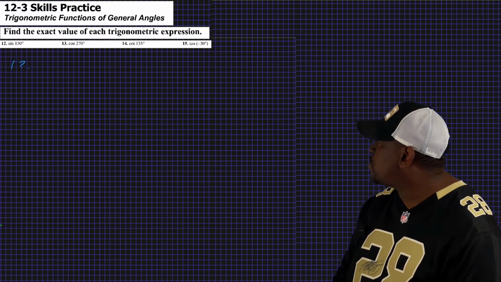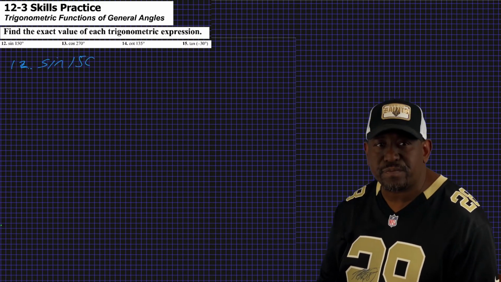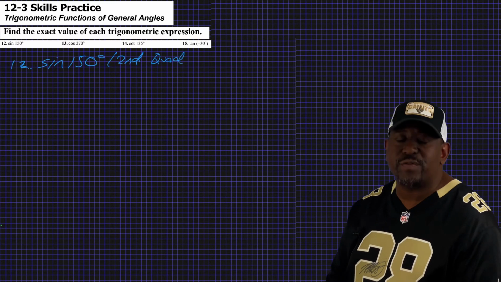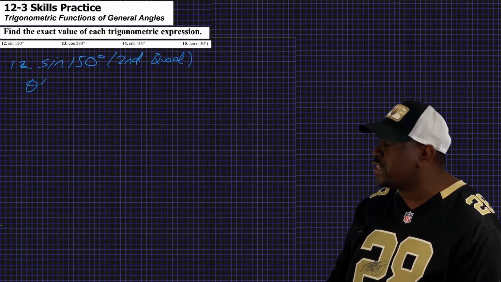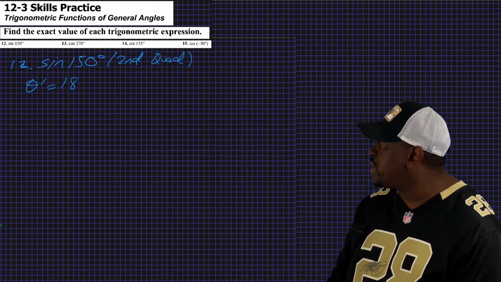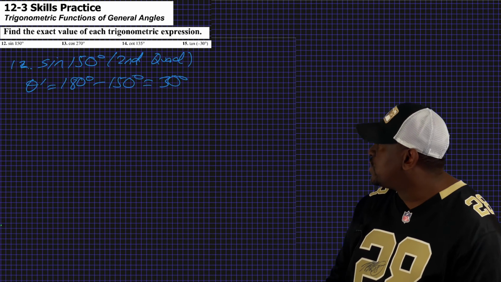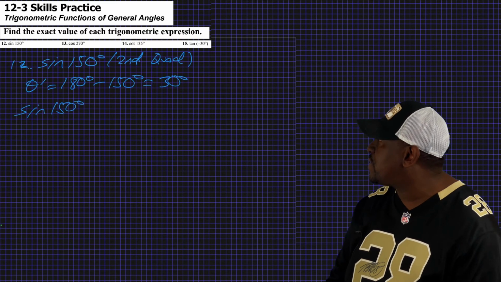So we start with number 12, which is the sine of 150 degrees. Now again, this is where we would use the whole concept of reference angles. And so the 150 degrees is in the second quadrant. So if we want the sine of 150 degrees, we have to find its reference angle. Reference angle will be equal to 180 degrees minus theta. Theta in this problem is 150 degrees. So our reference angle is equal to 30. So that means sine of 150 degrees is equal to sine of 30 degrees.